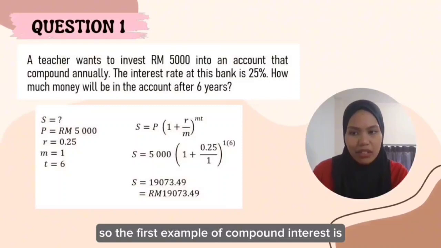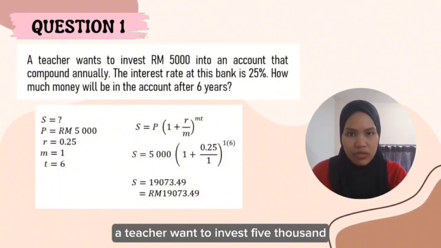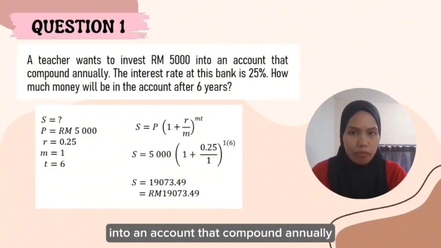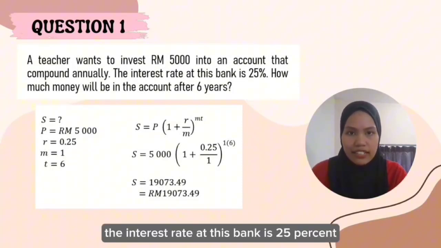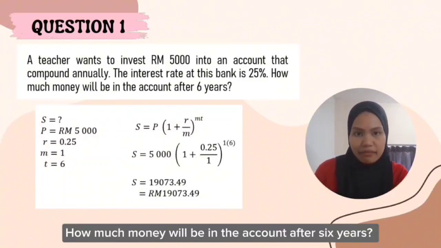The first example of compound interest: a teacher wants to invest 5,000 into an account that compounds annually. The interest rate at this bank is 25%. How much money will be in the account after 6 years?